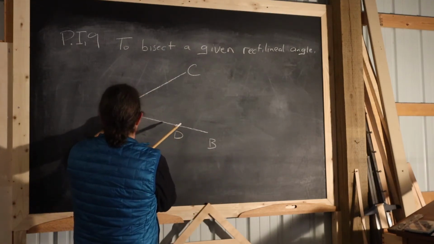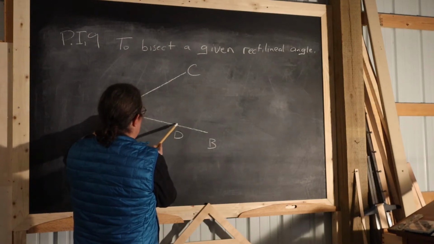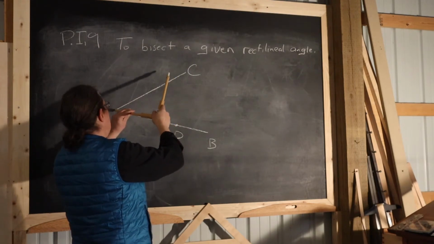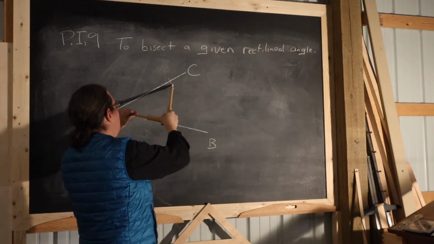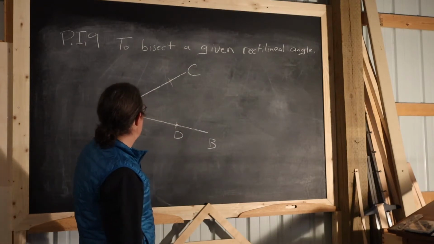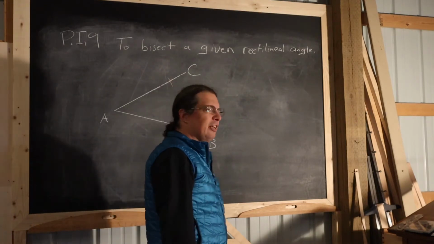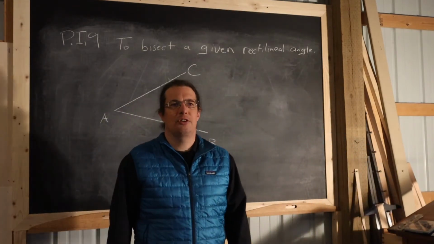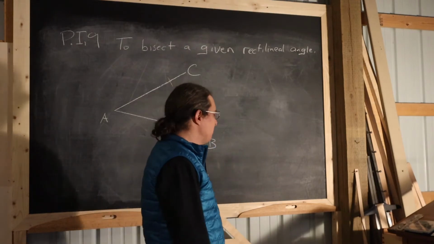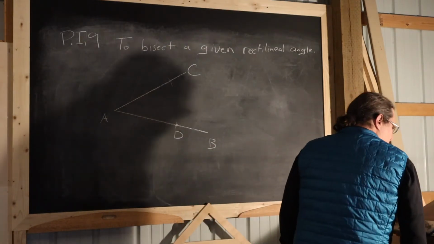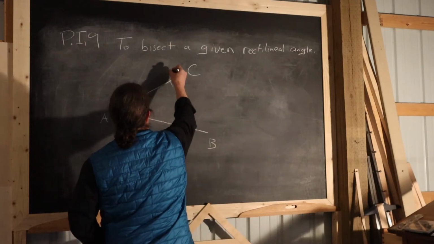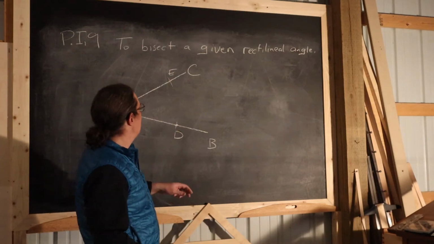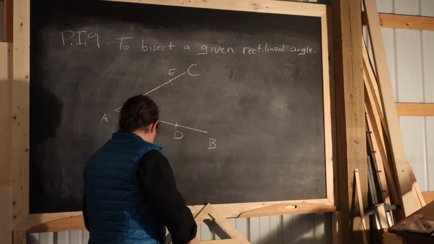And we're going to set our compass equal to the length of segment AD now. And we're going to transfer that length onto segment AC starting at point A. Okay, and that's just a result of our ability to cut a given segment from another longer given segment. Once we've done that, we'll label that point E. And this is where we're going to construct an equilateral triangle.